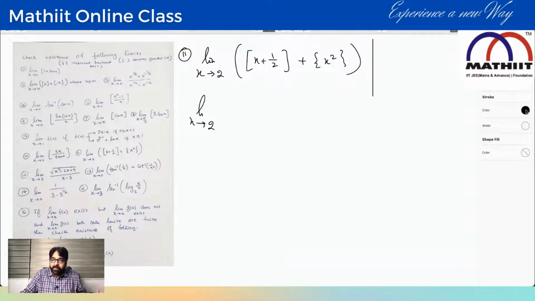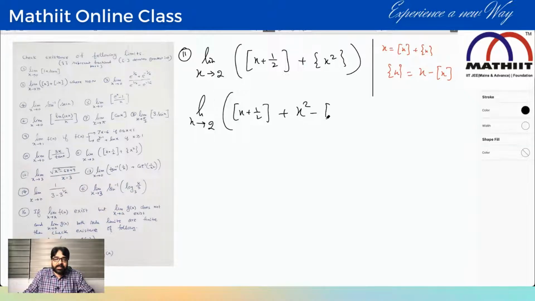How? We know that x is always written as greatest integer of x plus fractional part of x. So the fractional part of x can always be written as x minus greatest integer of x. Using this logic, because we are more comfortable with the greatest integer, it becomes greatest integer of (x plus 1 by 2) plus x square minus greatest integer of x square. Yes or no?